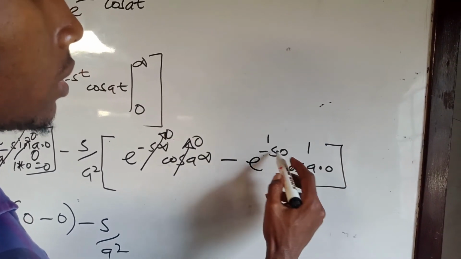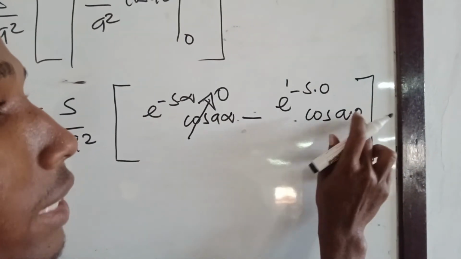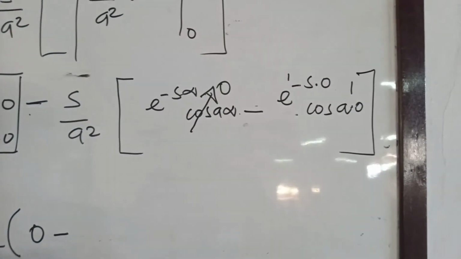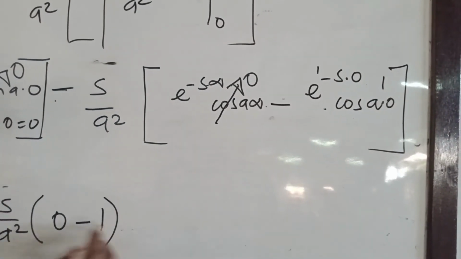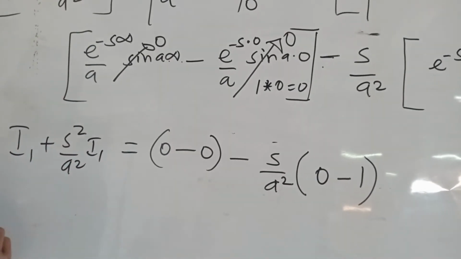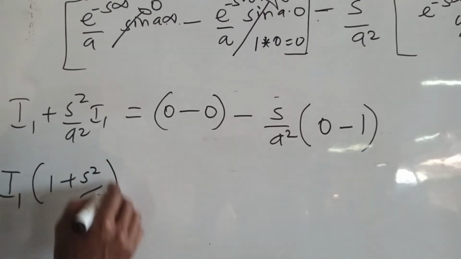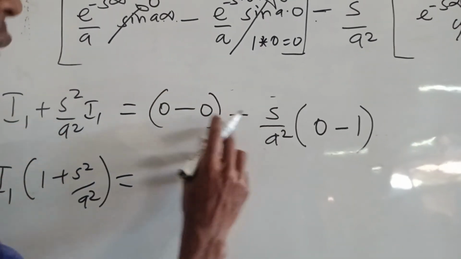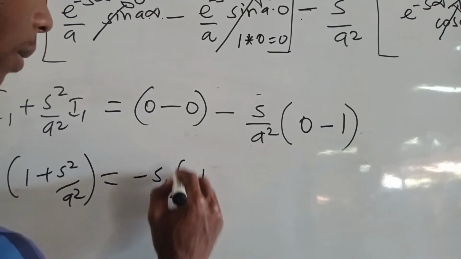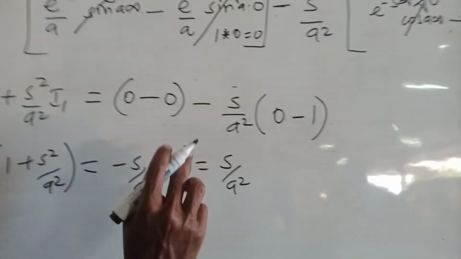So negative s times 0 is 0. So e raised to 0 is 1. So cos 0, a times 0 is 0, cos 0 is 1. So 1 times 1 is 1. So now we put 1 outside there, inside there. And now we want to remove I1 outside the bracket. We say I1 times 1 plus s squared over a squared is equal to 0 minus 0 is 0. So minus s over a squared times minus 1. You get it's equal to s over a squared. This is minus times minus, you get positive.